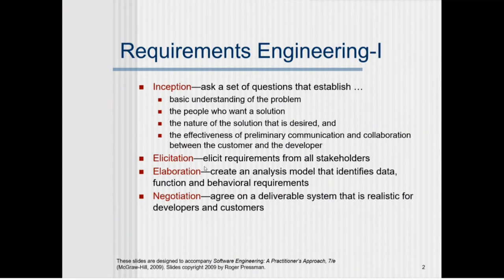So we are starting, we are collecting the requirements, we are elaborating the requirements, and next is negotiation. Agree on a deliverable system, one that is realistic for the developers and customers. And will the customer be satisfied if I deliver this product? So negotiation is something at the next level. We are negotiating with the customer on whether he will be satisfied or not. We have to think about that.